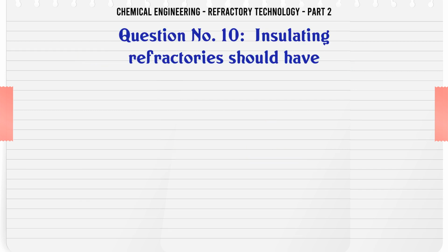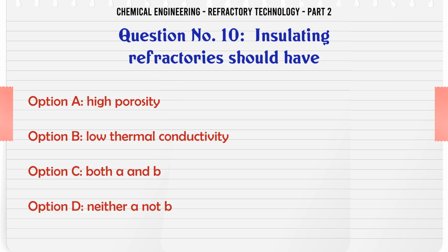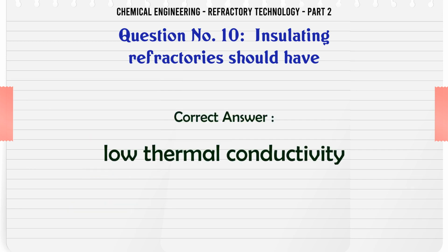Insulating refractories should have A. high porosity. B. low thermal conductivity. C. Both A and B. D. Neither A nor B. The correct answer is low thermal conductivity.